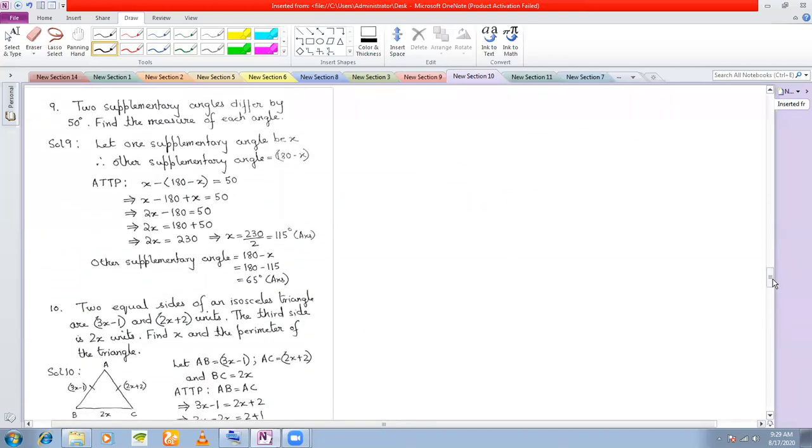Two supplementary angles differ by 50 degrees. Find the measure of each angle. Now, what do you mean by supplementary angle? What do you mean by supplementary and complementary angle? Can anyone tell me what is meant by supplementary?